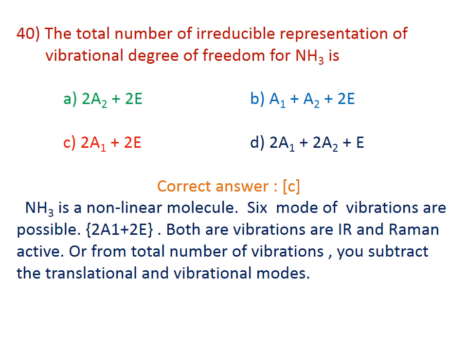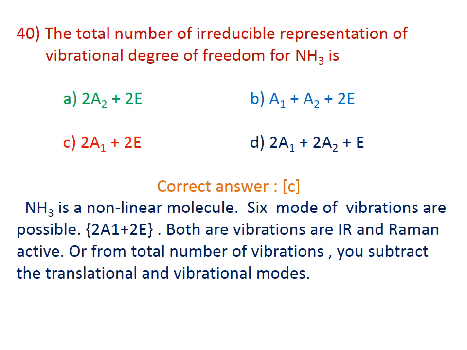2A1 plus 2E. For A1 the dimension is 1, for E the dimension is 2. 2 into 1 is equal to 2, 2 into 2 is equal to 4. 2 plus 4 is equal to 6 vibrational modes of freedom. And both vibrations are IR and Raman active.